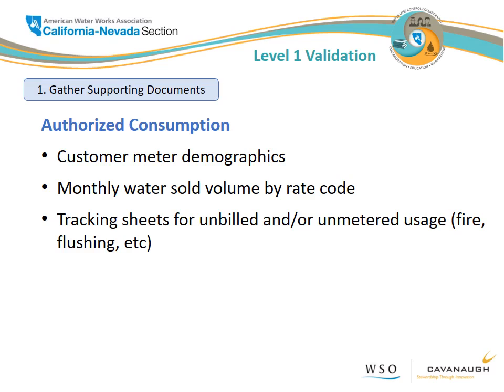When we get into the review of the inputs, we'll see a couple examples where that type of information becomes very critical for our ability to assess whether or not gremlins may be present. And then finally, if you are tracking any type of flushing or fire department usage, typically those are going to be estimations, and that's fine. But if you have tracking sheets, those are good to include in your supporting documents.